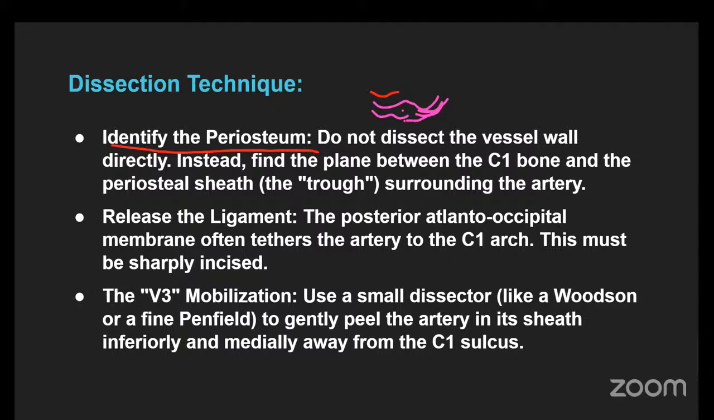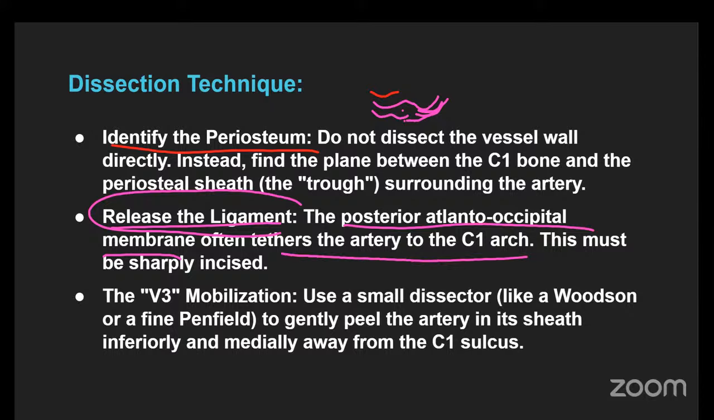Then what do we do? We release the ligament. Which ligament? The posterior atlanto-occipital membrane that I showed all of you. There are a few pictures here in the session as well. What does it do? It was holding it in place. We are going to dissect it sharply, gently but sharply, and the artery is going to get free from the C1 arch, and then we mobilize it using a small dissector. Gently peel the artery. Obviously, we are talking about the vertebral artery, so all the work is going to be very gentle.